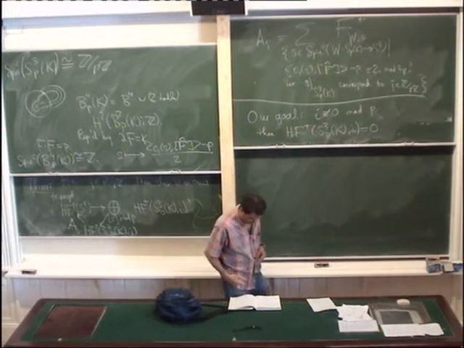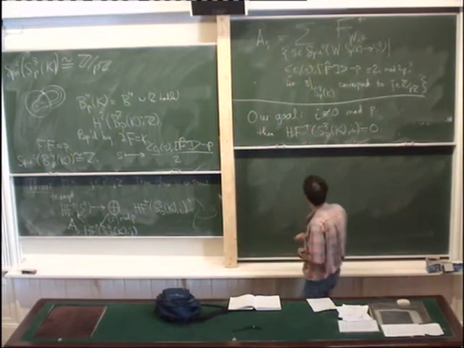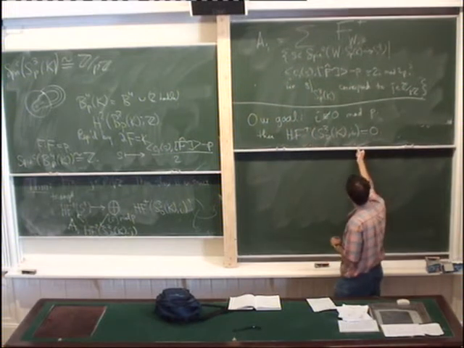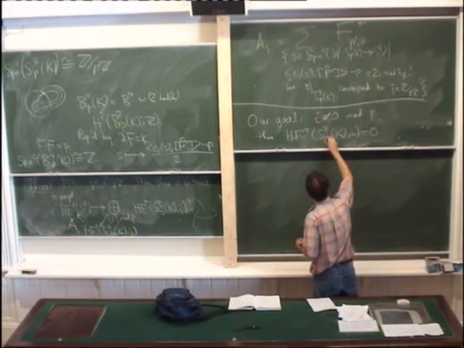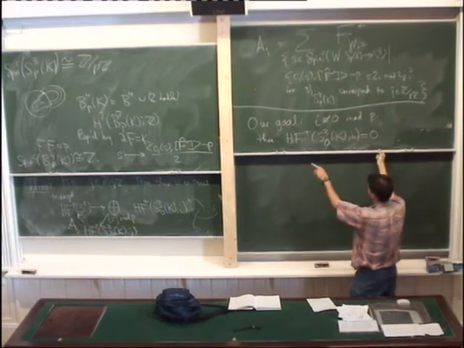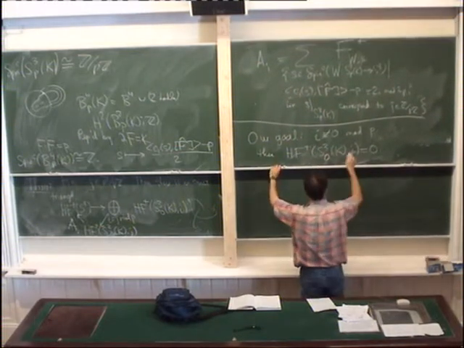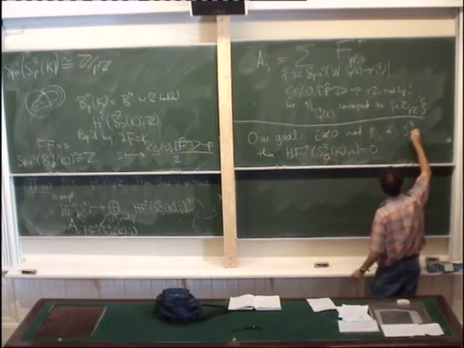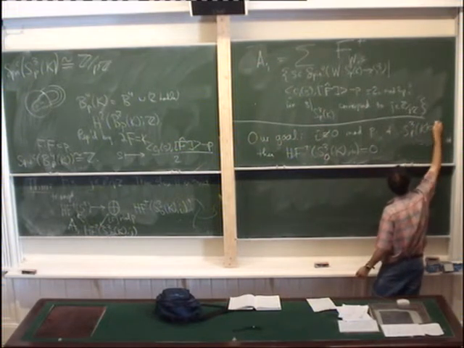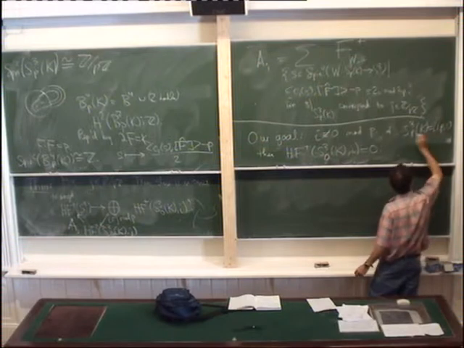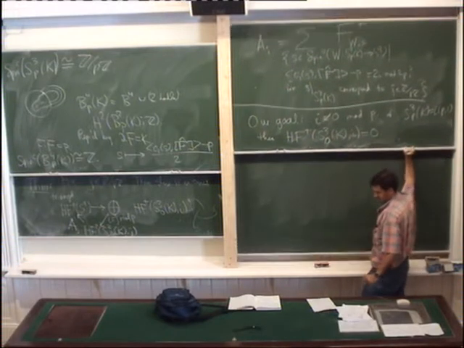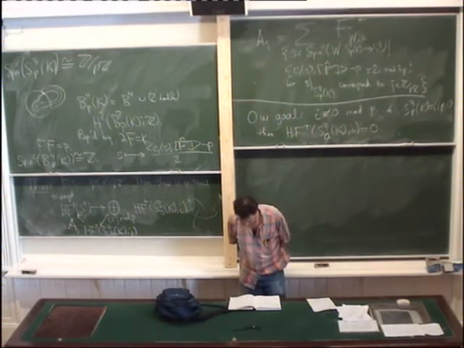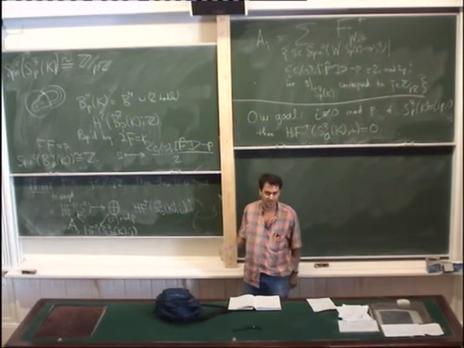Okay, so let's investigate what this sequence looks like. F3 is 0 of K. So, our goal is to show this. And of course, if S3 P of K is LP1, well, let's take a look at the exact sequence.